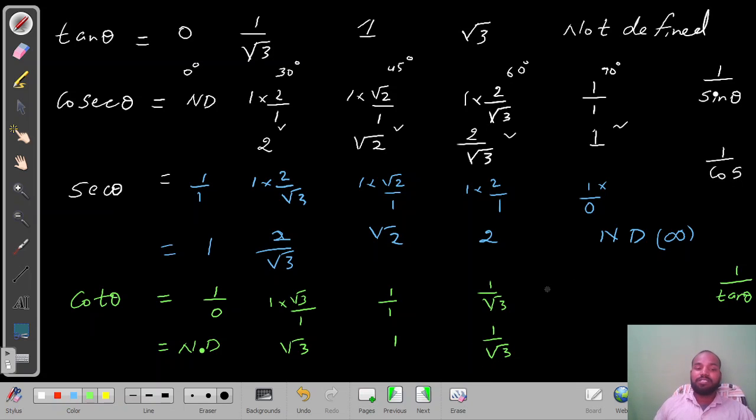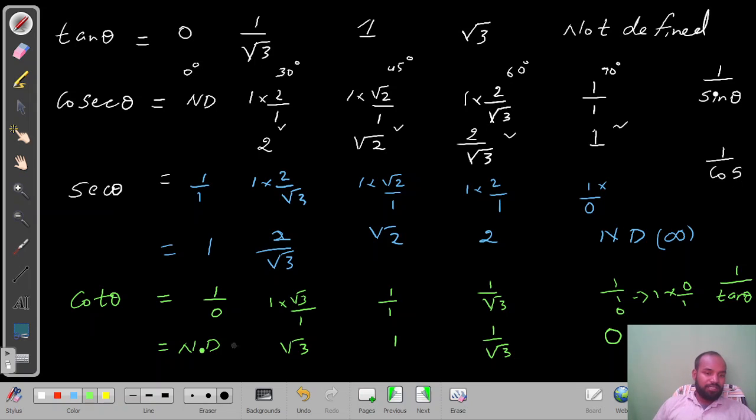Next to the last one. What is cot 90? First, what is tan 90? Tan 90 is not defined, right? Your cot 90 is 1 by, not defined means what? Not defined means 1 by 0. So that is in the sense 1 into 0 by 1. That is nothing but your 0 value. Okay, 0. Your cot 90 is 0.